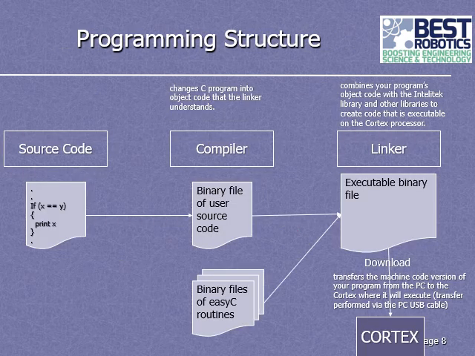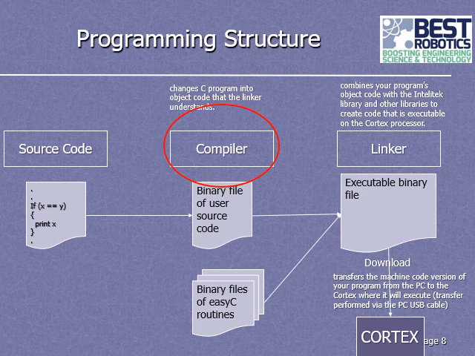Here we have, basically, a quick overview of what happens when you say build and download. Here's the source code. This is the stuff that you just wrote in your EasyC. It's a text file. You could look at it. It's human readable, but of course computers don't want to read it in that form.